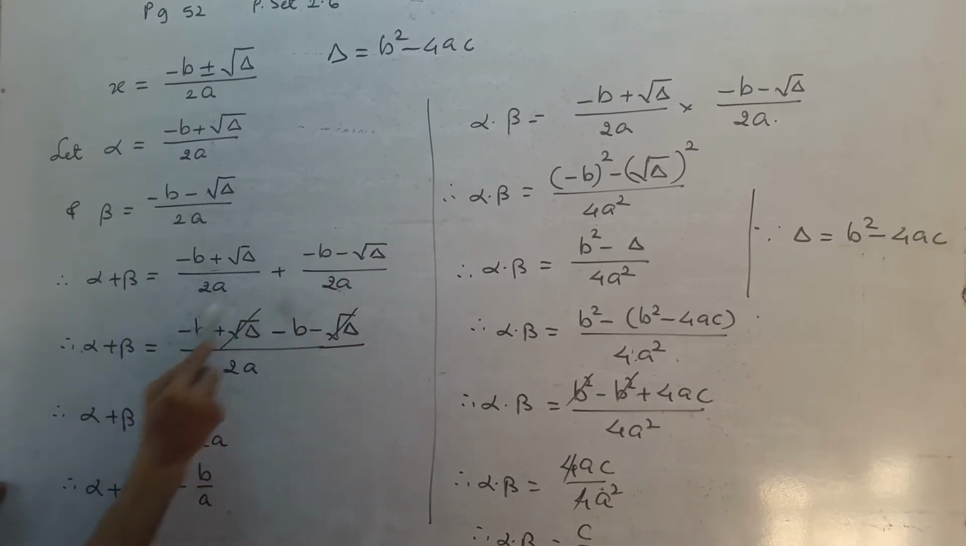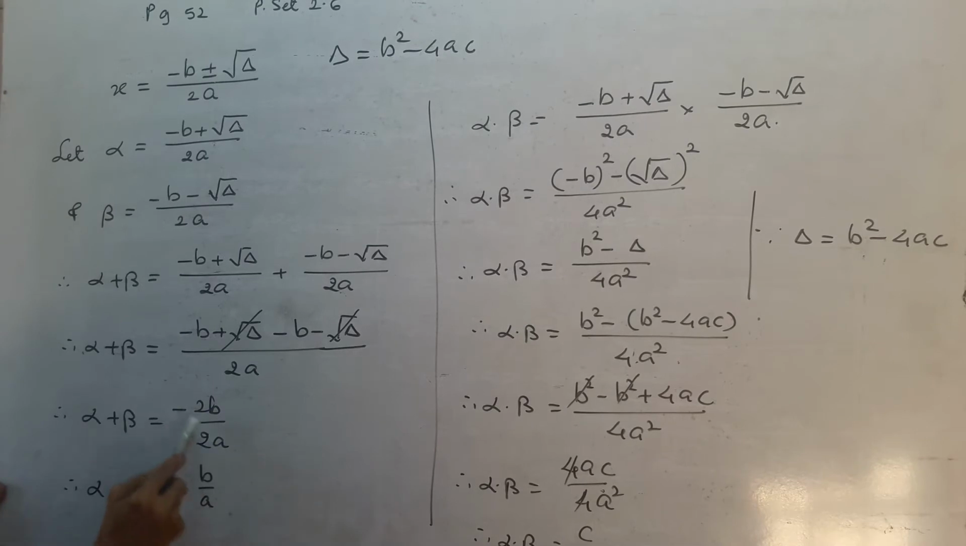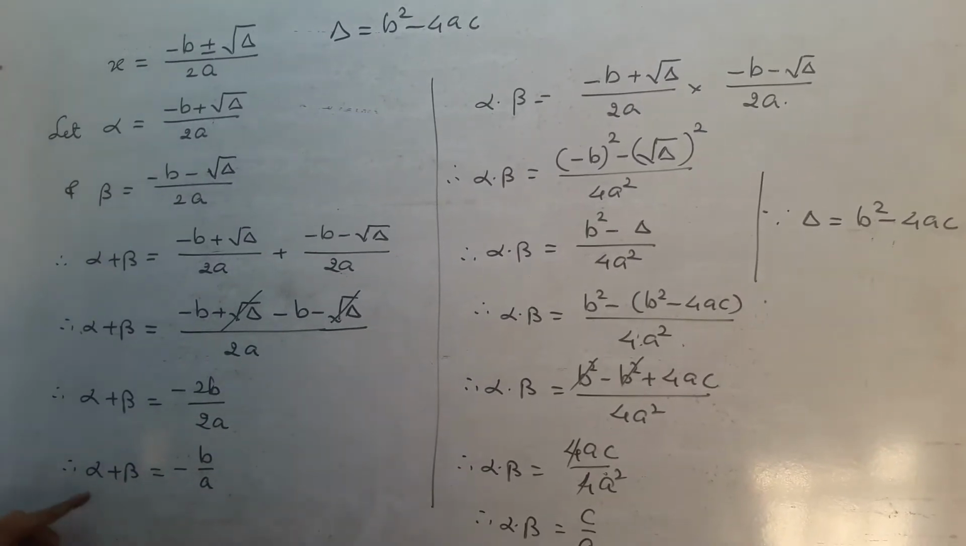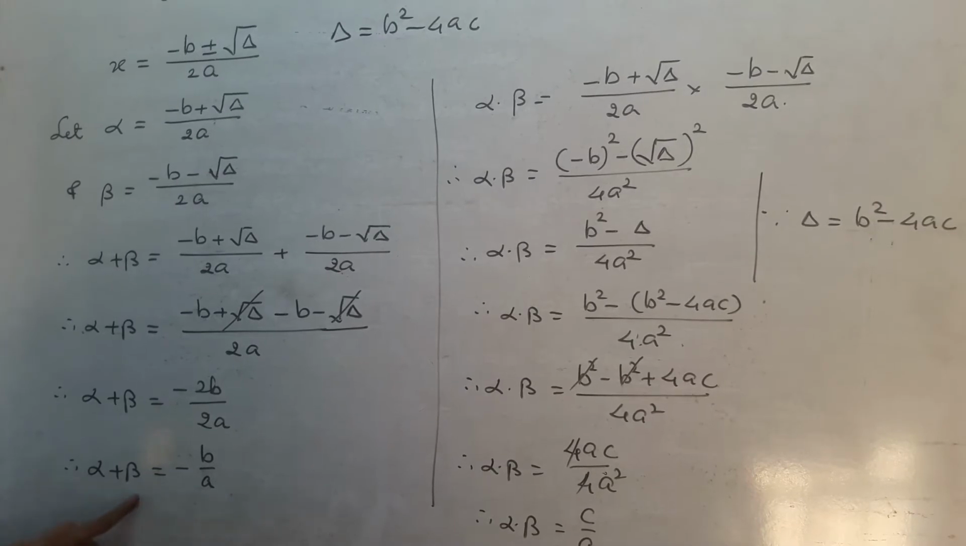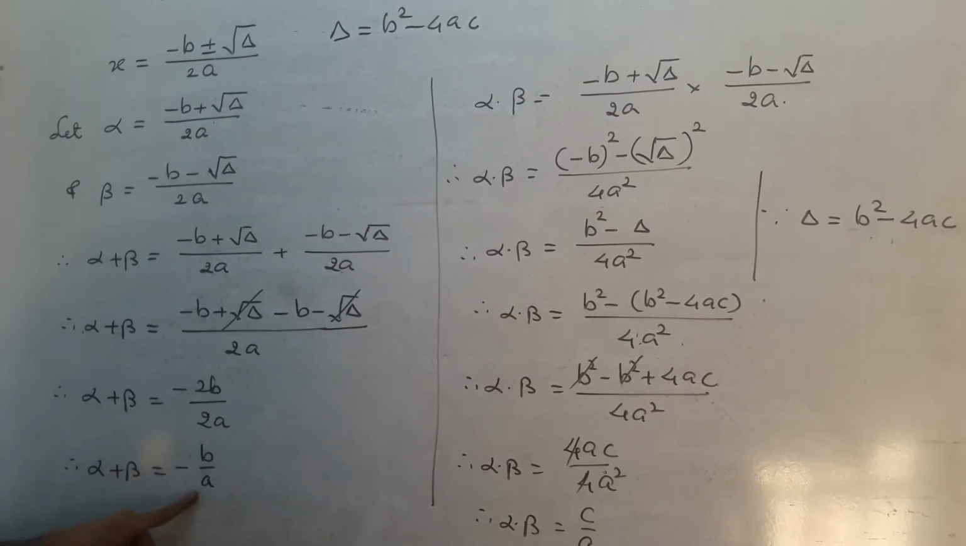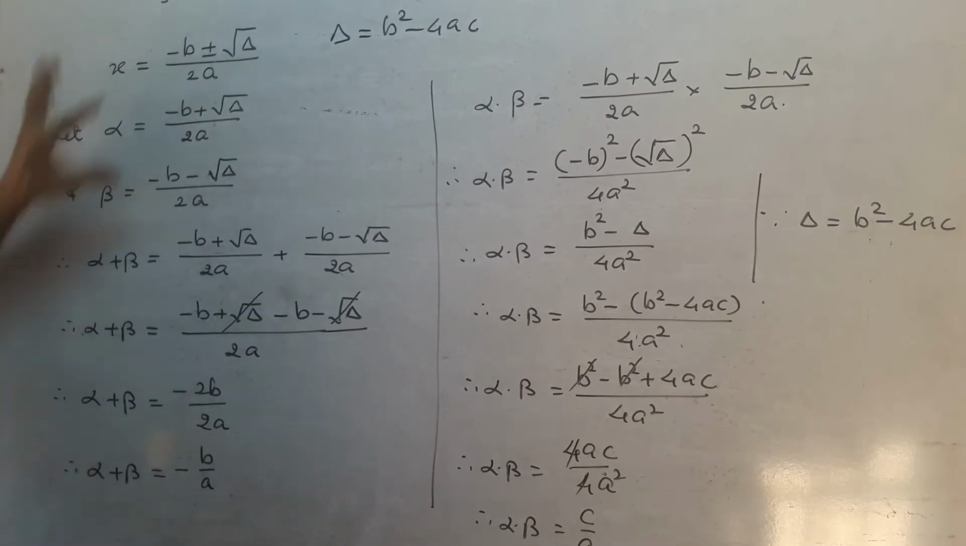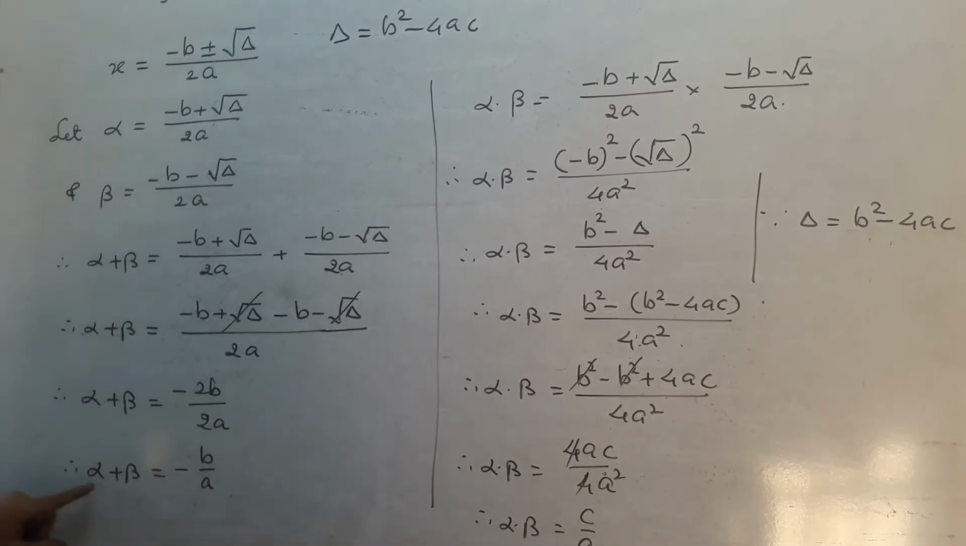So minus b and minus b minus 2b upon 2a. So 2 cancel, so minus b upon a. And therefore the sum of the roots, we have seen last time that the sum of the roots is minus b upon a. So we can also find it from this formula. So alpha plus beta is equal to minus b upon a.